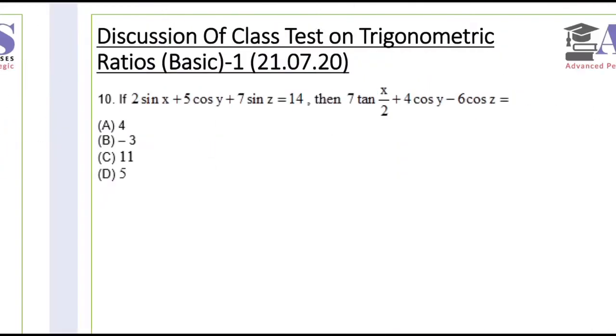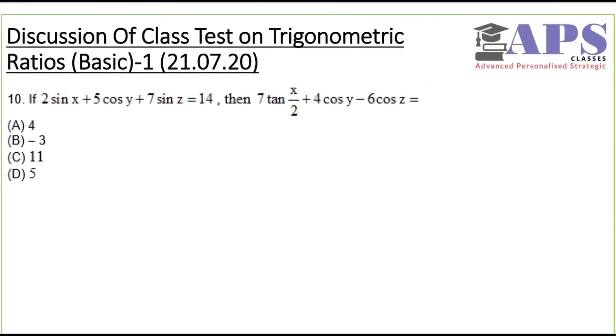In question number 10, there are 3 unknowns x, y, z, but only one equation. So you can understand very well that this equation will be true only if sin x attains its maximum value, which is 1, cos y attains its maximum value, which is 1, and sin z also attains its maximum value, which is 1. Therefore our x value is pi by 2, y value is 0, and z value is also pi by 2.